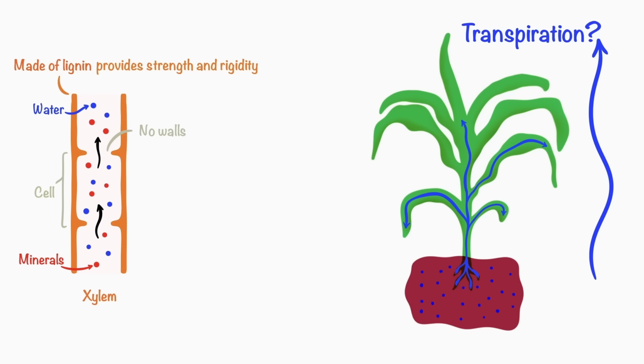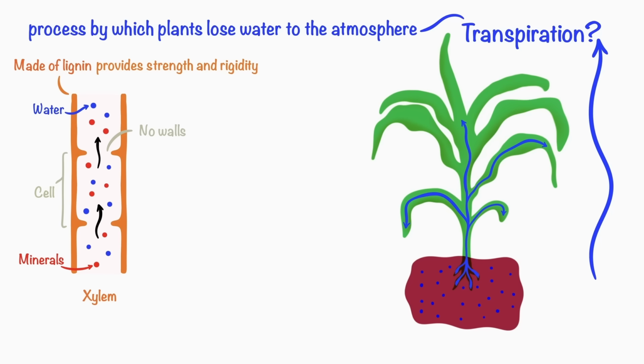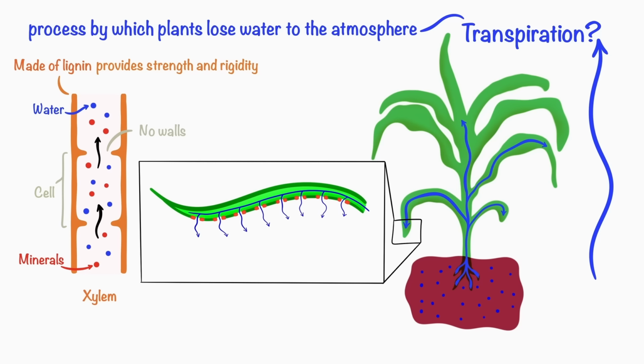So, what exactly is transpiration? In simple terms, it's the process by which plants lose water to the atmosphere. But the process is more complex than it first appears. Transpiration occurs through evaporation and diffusion of water from the plant's surfaces. The majority of water loss happens through the leaves via small openings called stomata.